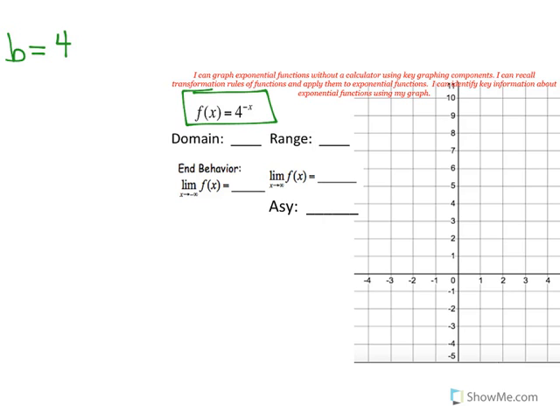Okay. The next thing we want to ask ourselves are those transformation rules. Is there an A? Is there a C? Is there an H term? Is there a K term? An A term would be sitting in front of the 4, so it would be like a negative times 4 or a 2 times a 4. We don't have either of those situations, so there is no A term. However, there is a negative in the exponent. Our C term is negative 1.